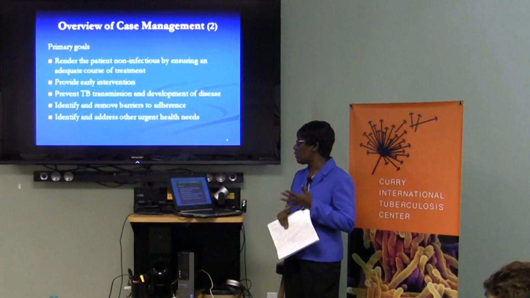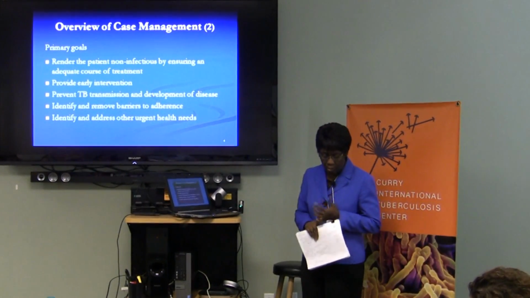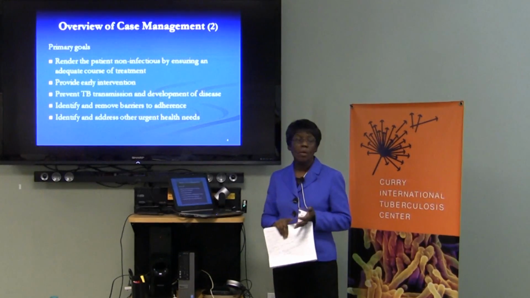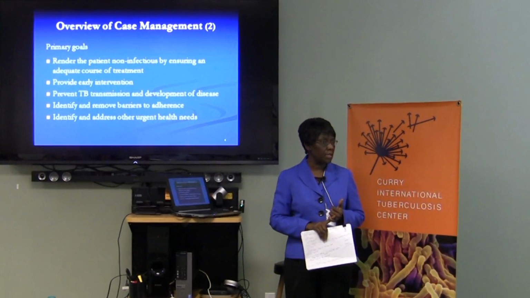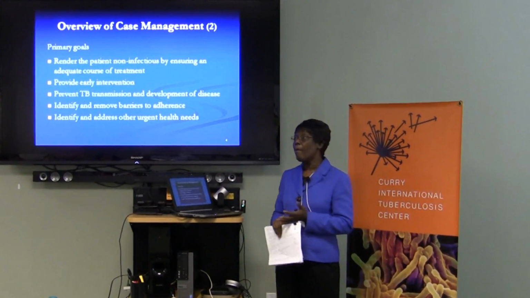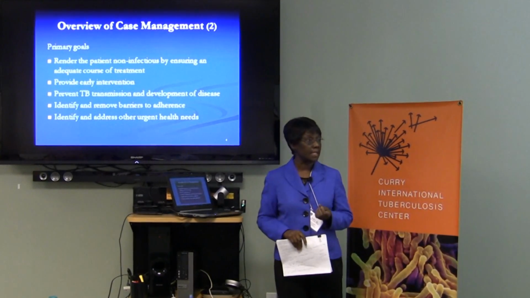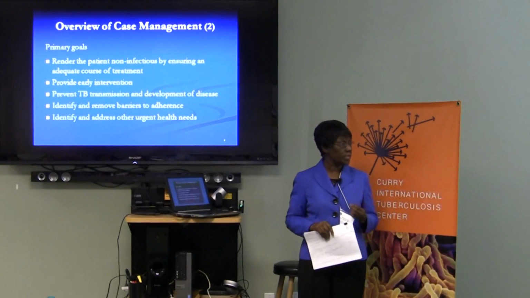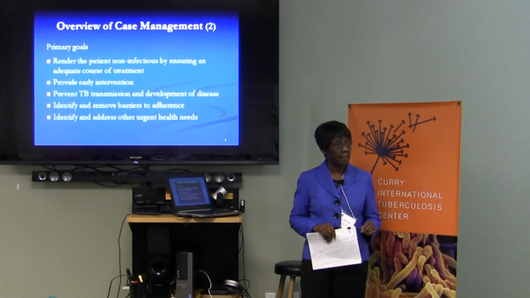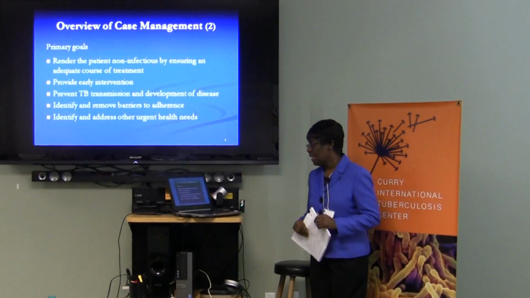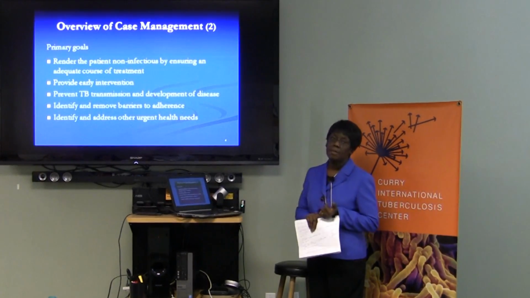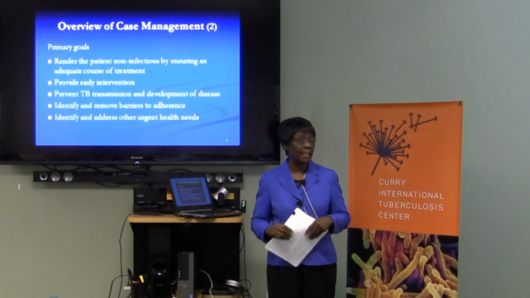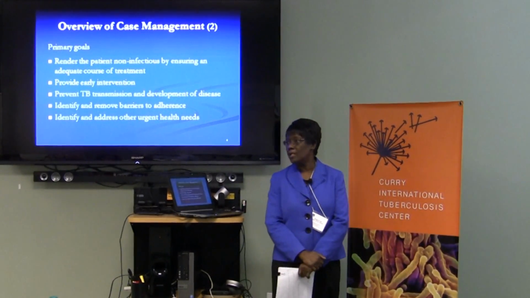Now, so we're rendering our patient non-infectious by getting them on treatment, reducing the count of organisms, giving them safe medications. We're learning about the patient through timely reporting. Our intervention is, of course, assessing that patient, knowing where they are, are they infectious? All of those things are part of the various steps for case management. We want to prevent TB transmission. Now, how are we going to do that? Johnny Jones has active TB. How are we going to prevent transmission?